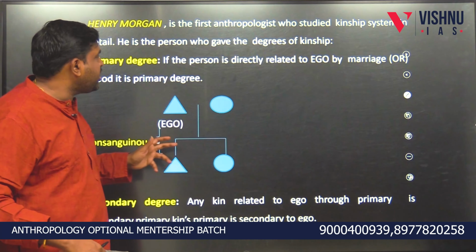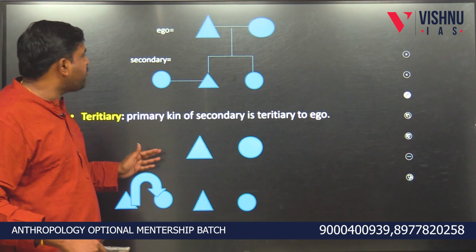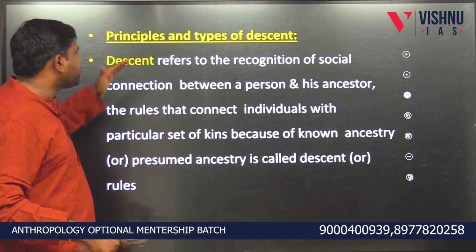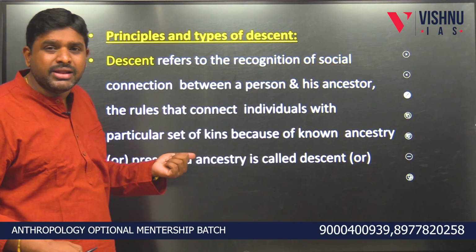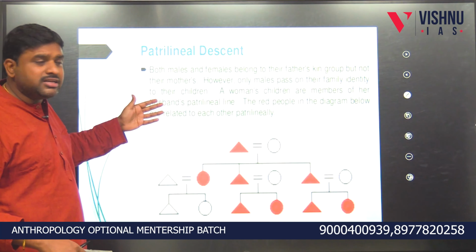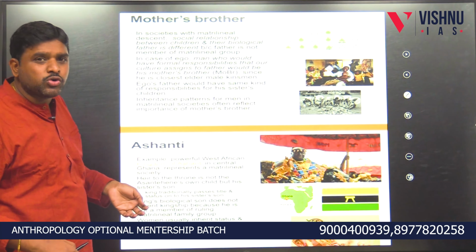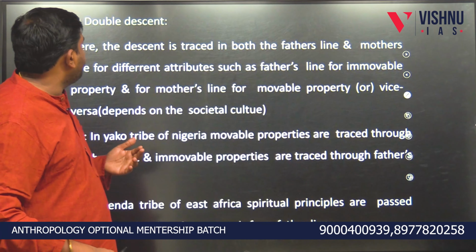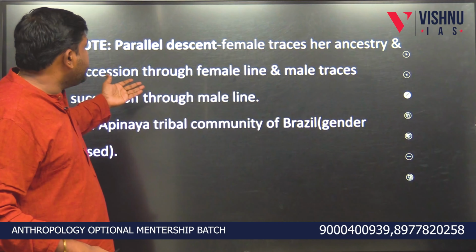What are the characteristics of kinship? Some diagrams will be there, degrees of kinship like primary, secondary, tertiary degree of kinship, structural view of kinship and functional view of kinship. Principles and types of descent: we know types of descent are unilineal, bilineal, ambilineal. All this we will do through diagrammatic form, patrilineal descent, matrilineal descent, with a lot of case studies. There will be a case study of the Ashanti tribal community, where he is the king. With case studies we will also do double descent, ambilineal descent, bilineal descent.